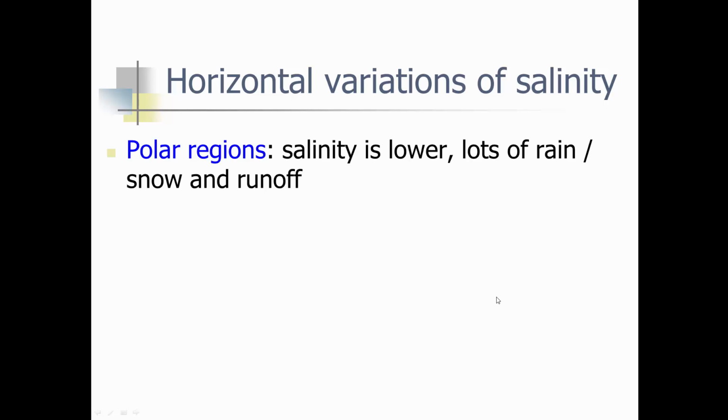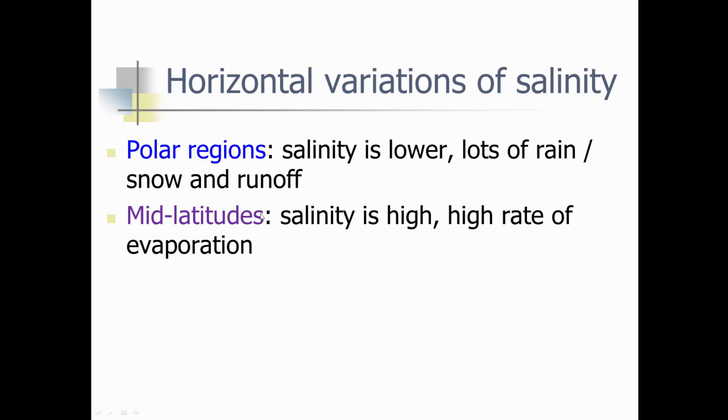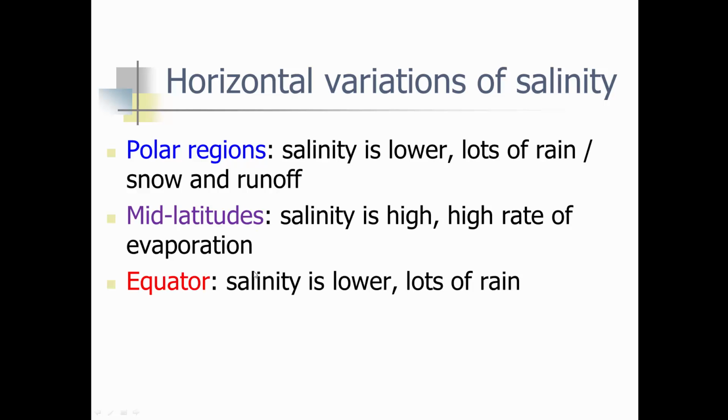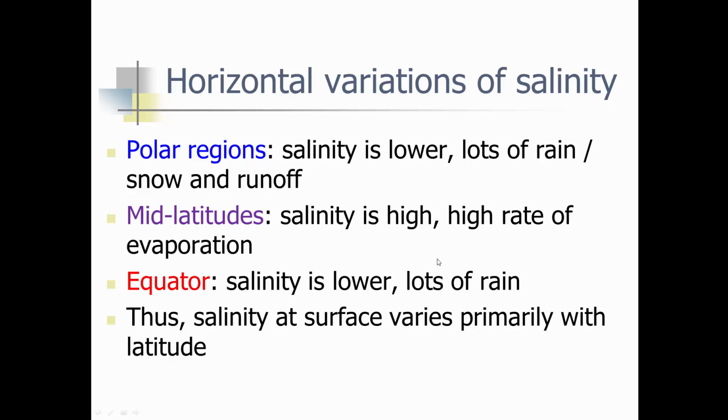Horizontal variations of salinity. Polar regions, salinity is lower because we have lots of rain and snow along with runoff. Mid-latitude, salinity is high because we have a high rate of evaporation, very little precipitation. And at the equator, salinity is very low because of lots of rain. And thus salinity at the surface varies primarily with latitude. Salty, very little salty, pretty high salty, and very low salty.